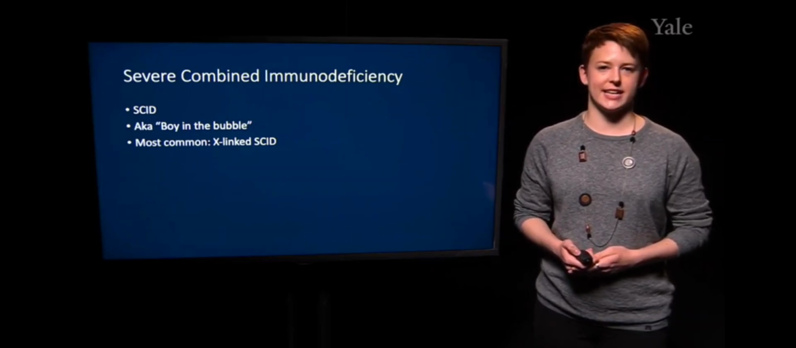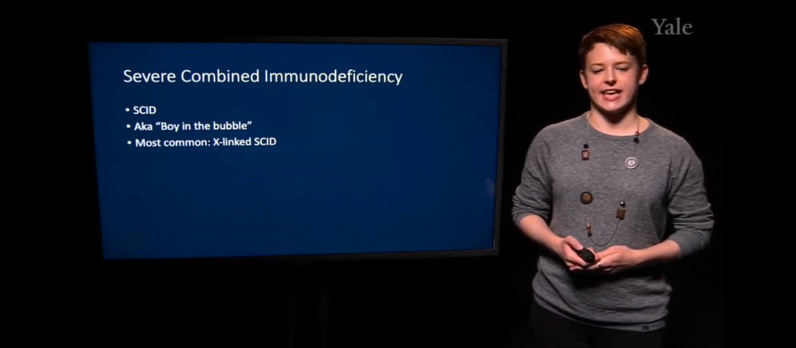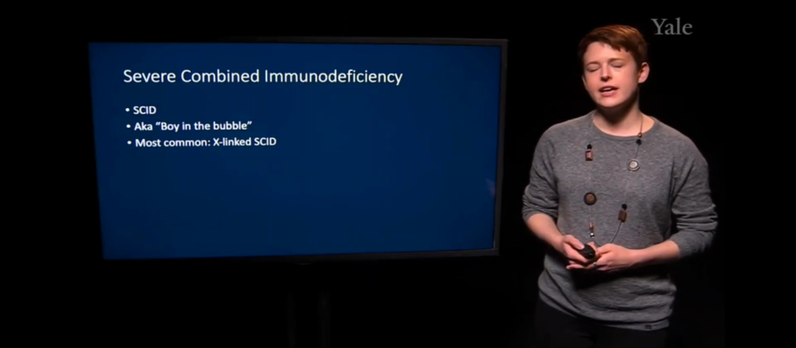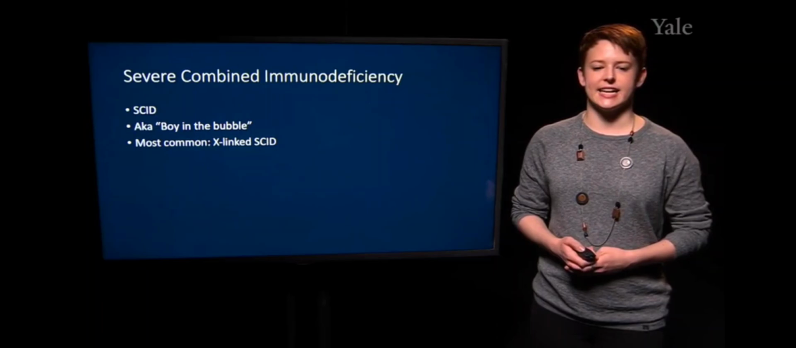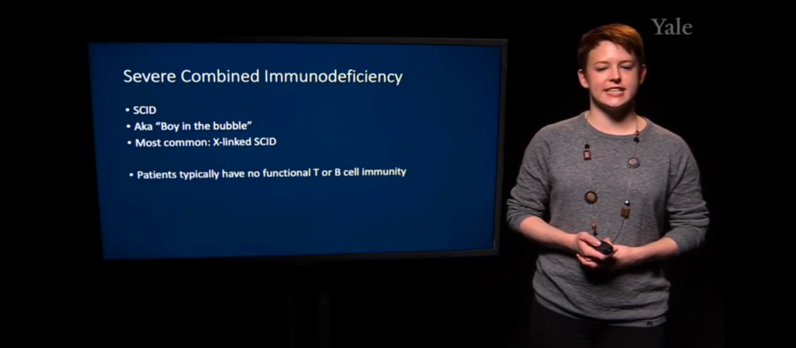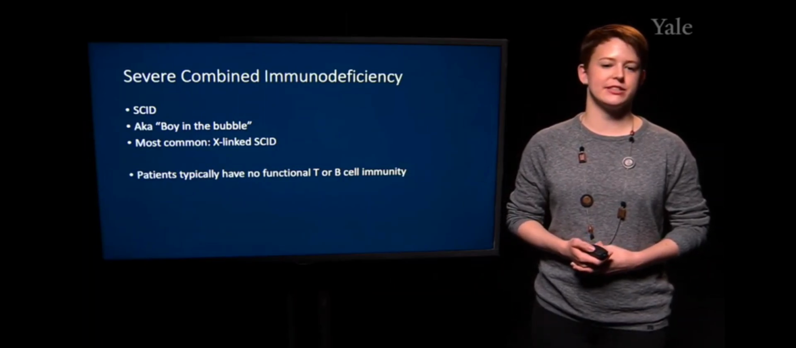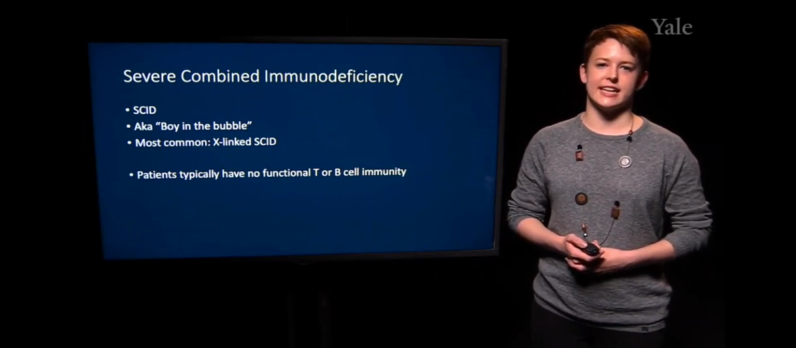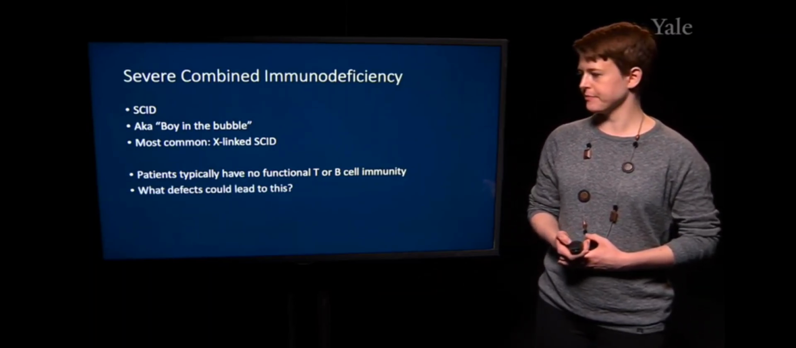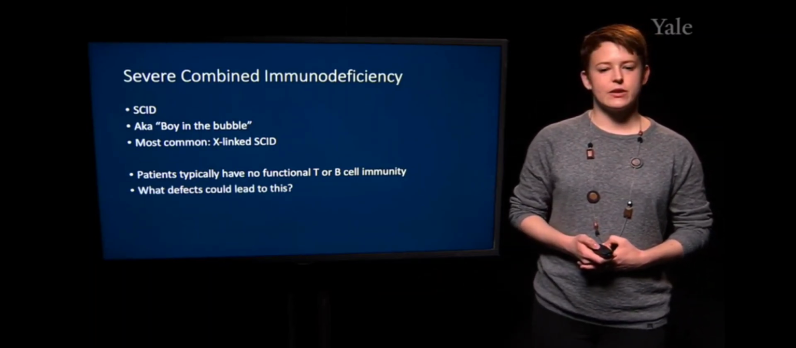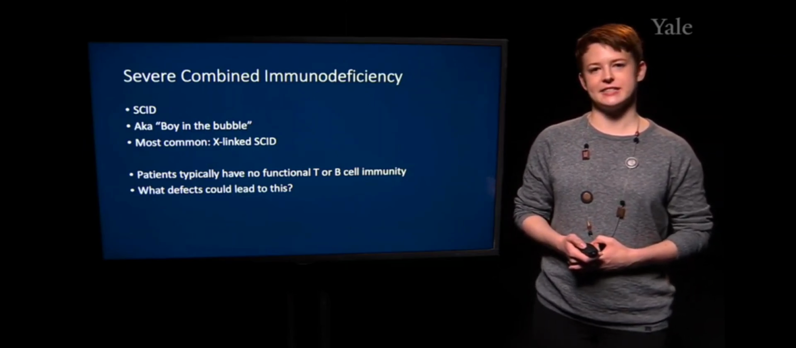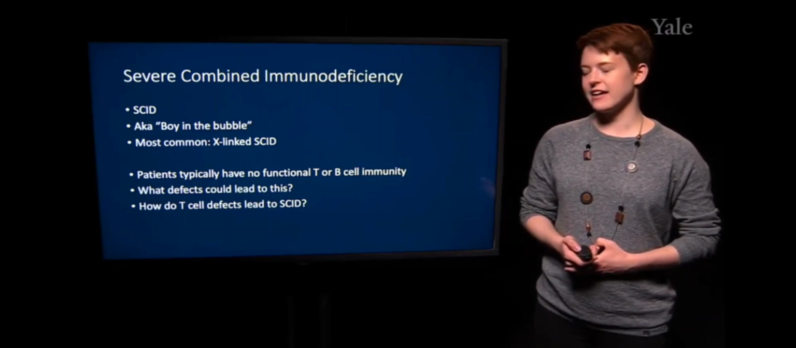The most common type of SCID is X-linked SCID. And patients here typically have absolutely no function of T-cell or B-cell immunity. Essentially, they lack an adaptive immune system. So I want you guys to think about what possible genetic defects could lead to this. And how do T-cell defects in particular lead to SCID? So first we'll talk about X-linked SCID.